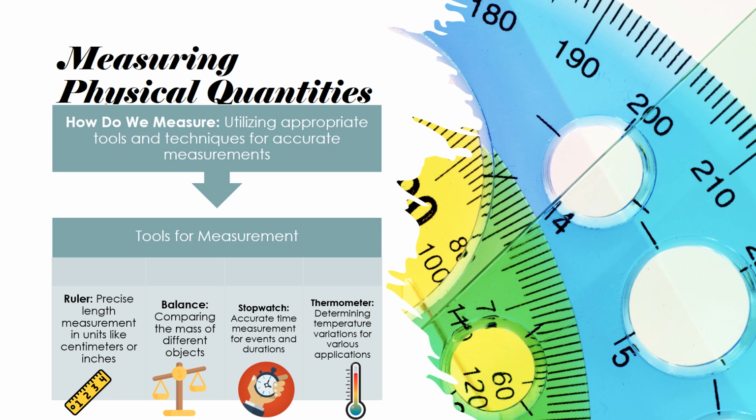3. Stopwatch. Time, as we mentioned earlier, is crucial. A stopwatch allows us to measure the duration of events with precision. Whether you're timing a race or your favorite video game speedrun, a stopwatch is the tool for the job. 4. Thermometer. Temperature can vary significantly, so we need a specialized tool to measure it accurately. The thermometer comes to the rescue. It helps us determine how hot or cold something is, and it's essential in fields like weather forecasting and healthcare.